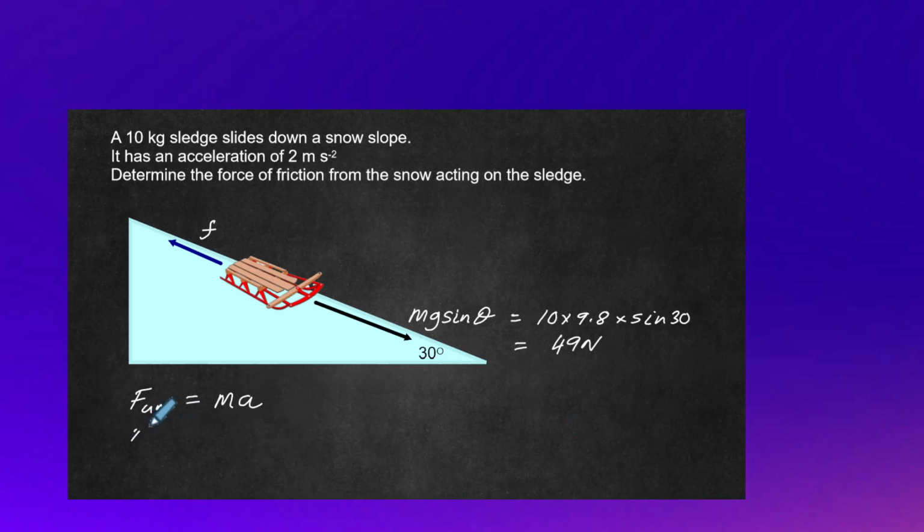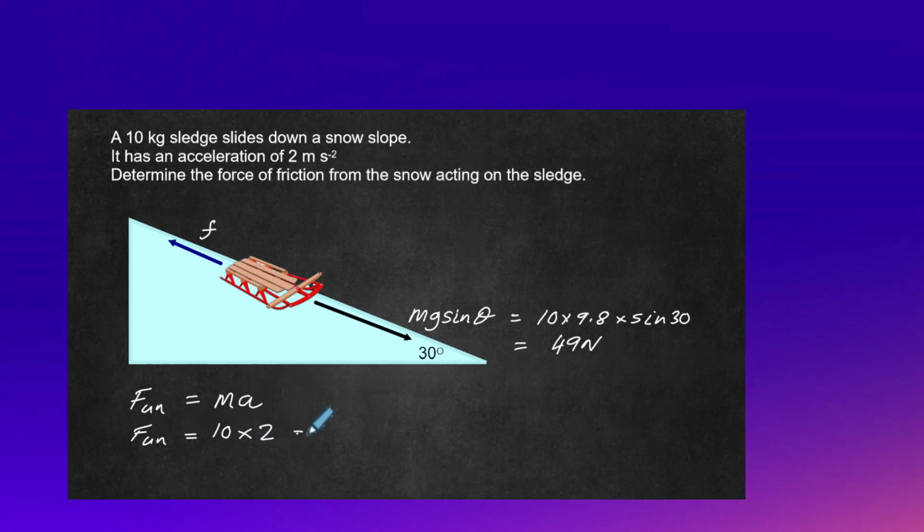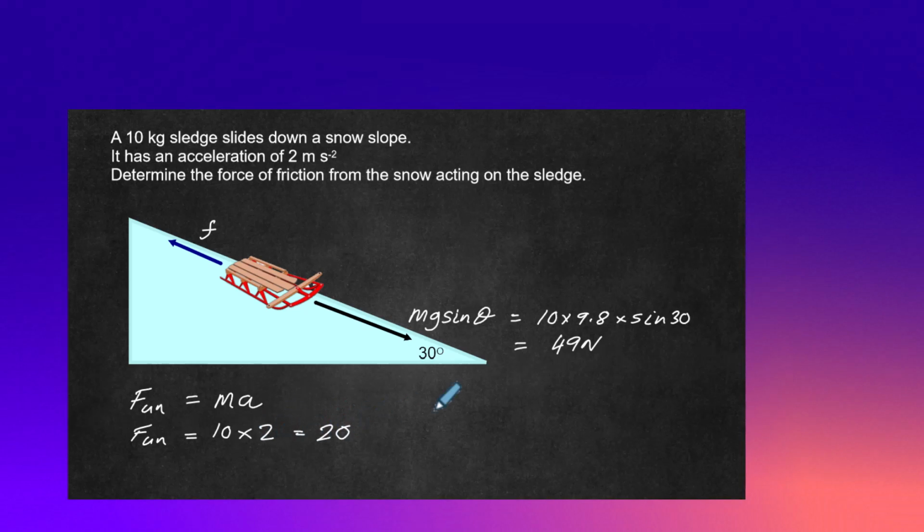So the unbalanced force in this case, which is causing the acceleration, must be simply 10 times the acceleration of it. 10 times 2, which is going to be equal to 20. So we've got a force of 20 newtons acting down the slope. So we now know that we can work out the unbalanced force to be 20 newtons.